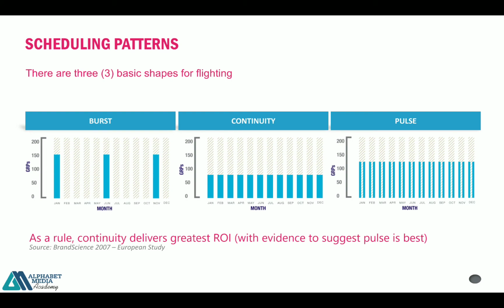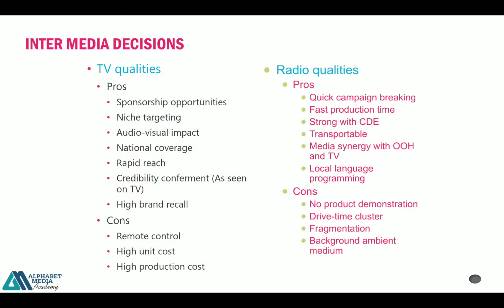But as a rule, continuity delivers the greatest ROI, but there's evidence that suggests that pulse is the best. And this is evident in some studies that have been done by Brand Science. There are some intermediate decisions that you need to understand and have in the back of your mind, because every platform has its pros and cons. And here's just a list of them. I'm not going to go through every single one because I think it's pretty self-explanatory.